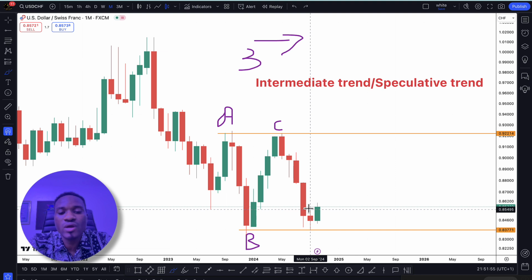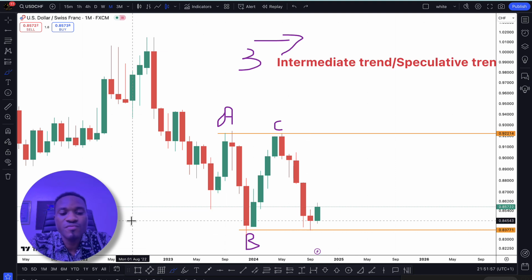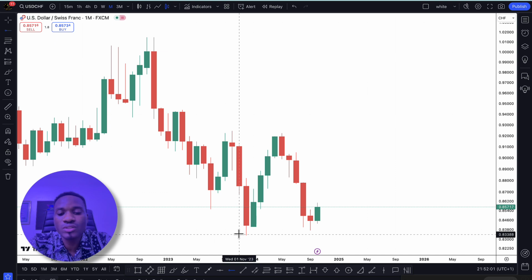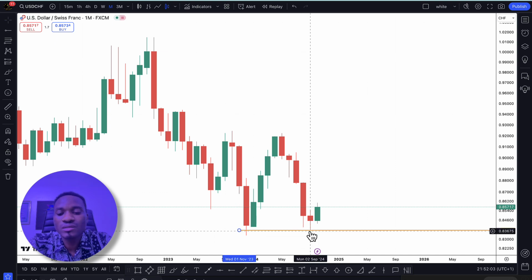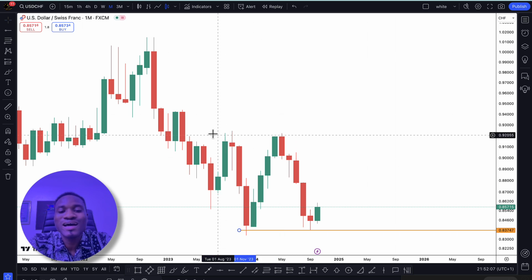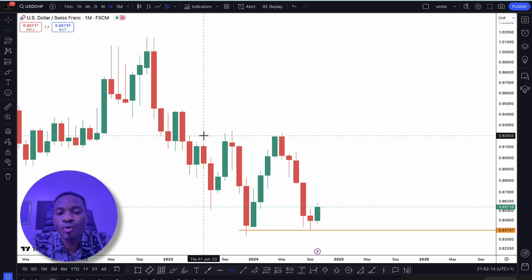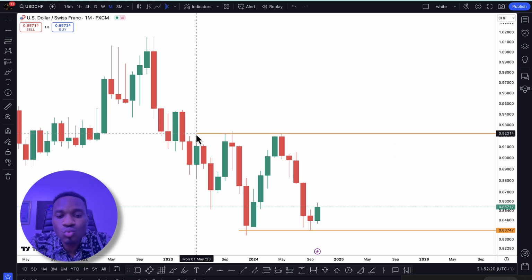Now let's wipe out everything right here. Now we have our support at the low. That is the price of 0.83699. That is our support. And then our key level resistance at the level of 0.9218. You can see I ensure that price is what?